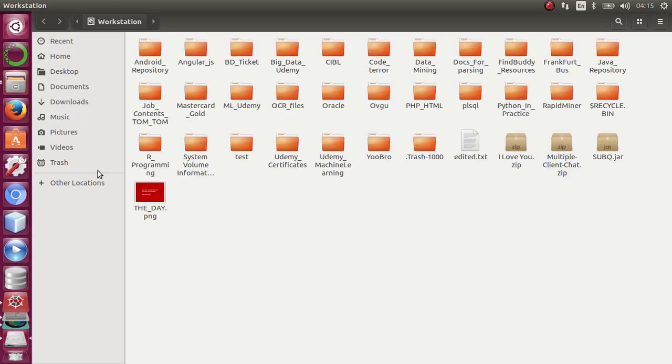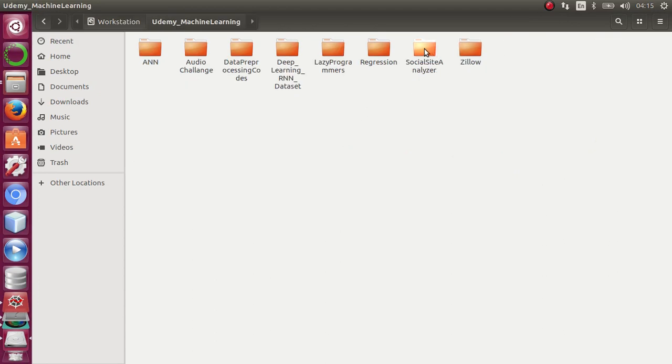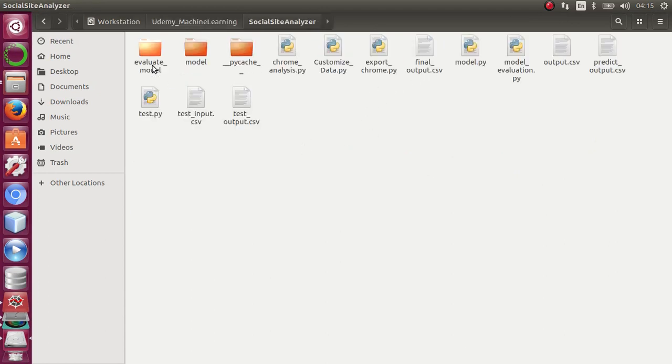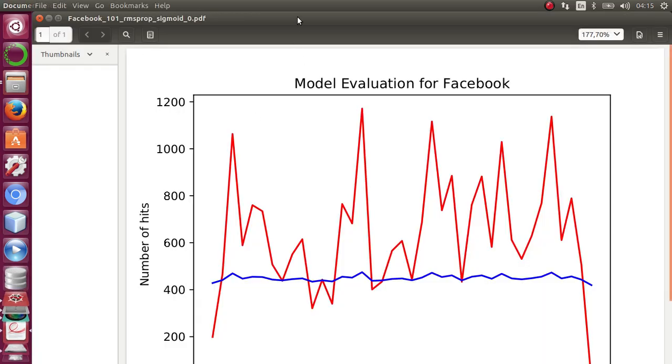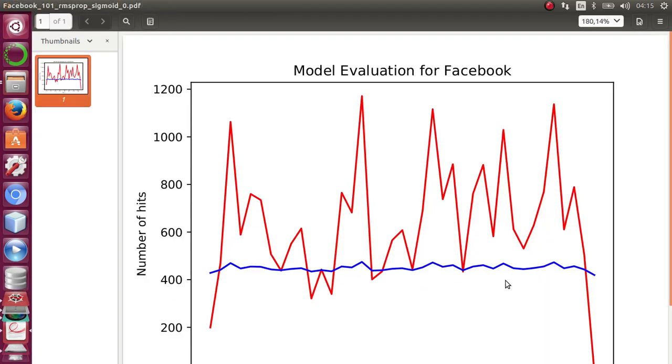So actually I am saving this graph as PDF. As you can see, this is the model evaluation for Facebook. This graph represents the real data, and this graph represents the data that has been predicted by my model.